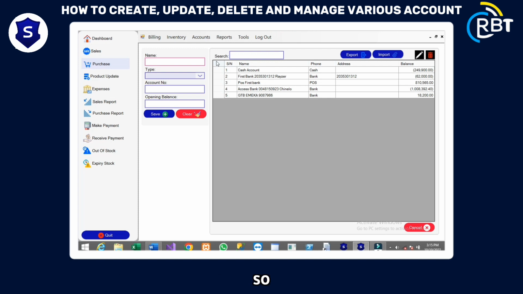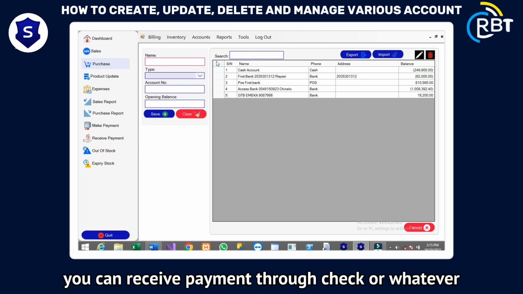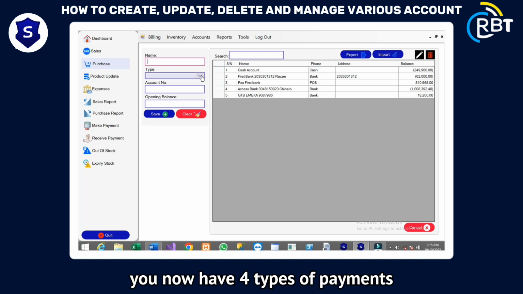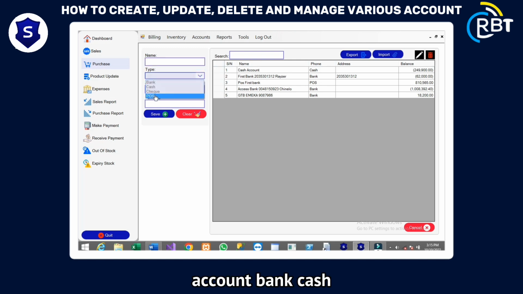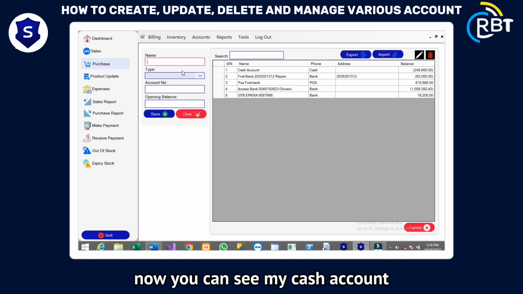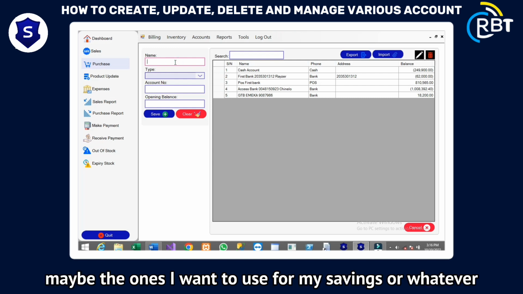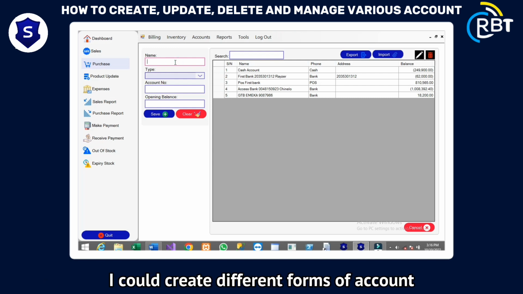So for instance, in your business, you use cash, you receive payments as cash, you receive payments through bank transfers, you receive payment through POS, you could receive payment through check or whatever, right? So based on that, we now have 4 types of payment account: bank, cash, check, and POS. Now I could decide to create different accounts that I use. The first one I create is cash account. Now you can see my cash account, I've created it. So I could create more cash accounts, maybe the ones I want to use for my savings or whatever. I could create different forms of account.